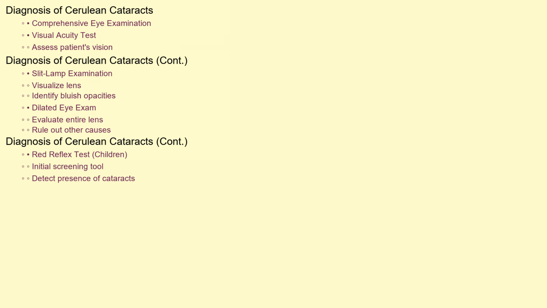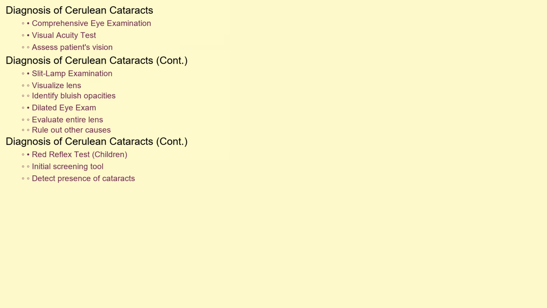Diagnosis of cerulean cataracts typically involves a comprehensive eye examination performed by an ophthalmologist. This includes a visual acuity test to assess the patient's vision, a slit lamp examination to visualize the lens and identify the characteristic bluish opacities, and a dilated eye exam to evaluate the entire lens and rule out other potential causes of vision impairment. In children, a red reflex test is often used as an initial screening tool to detect the presence of cataracts.